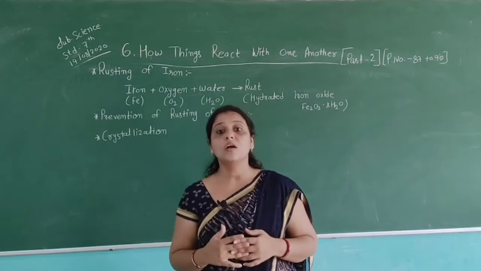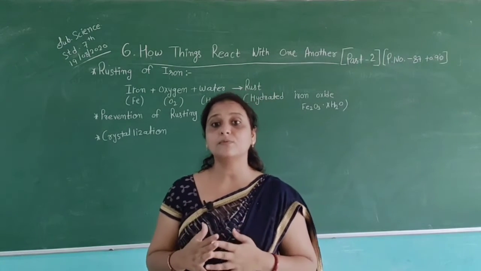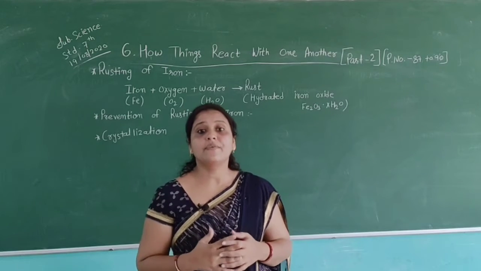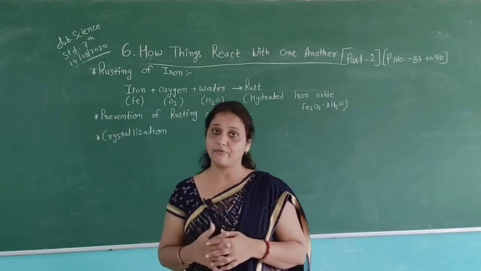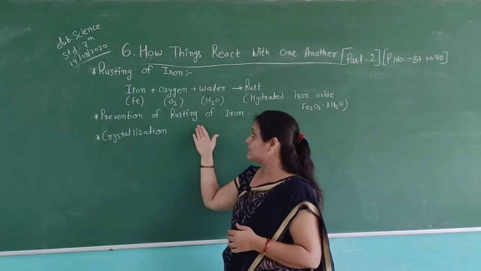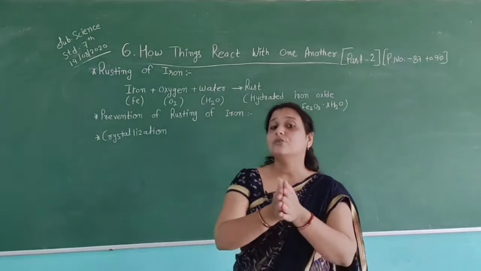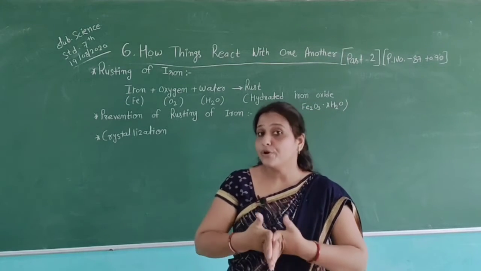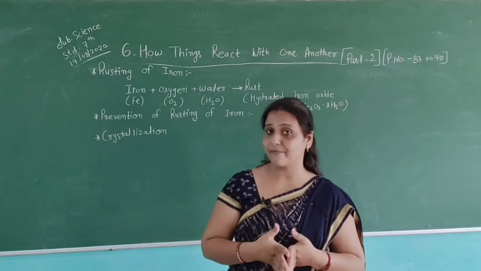Then galvanizing is also one type of process. Using this process we also protect iron from rust. Then electroplating is also one type of way. So students, in the prevention of rusting of iron, they have given different types of ways. Using these ways we will prevent the iron from rusting. If we want to prevent iron from rust, then we have to use this type of ways.